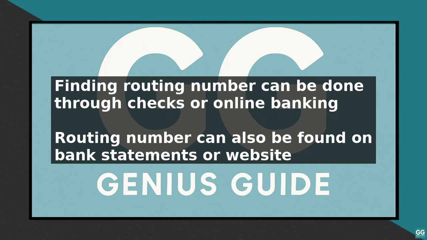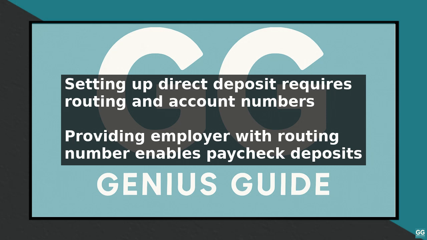Once you have your routing number, you can use it to set up direct deposit, pay bills, or transfer funds. To set up direct deposit, provide your employer with your routing number and account number. This will allow your employer to deposit your paycheck directly into your account. To pay bills, you can use your routing number and account number to set up automatic payments.